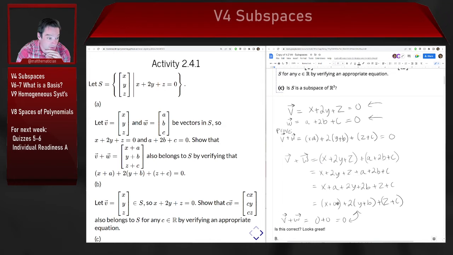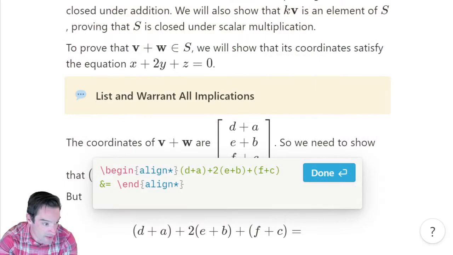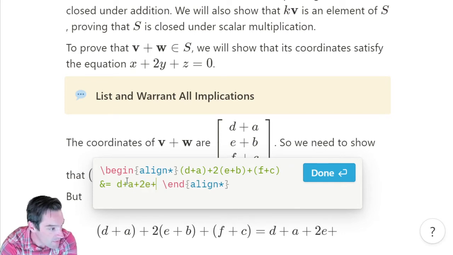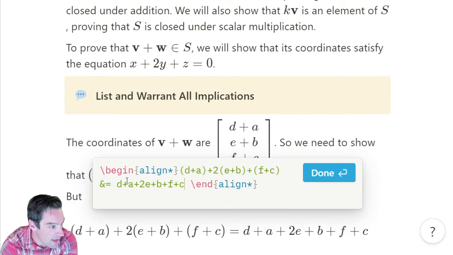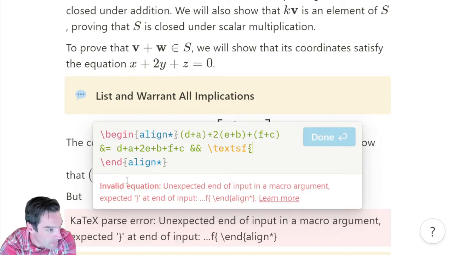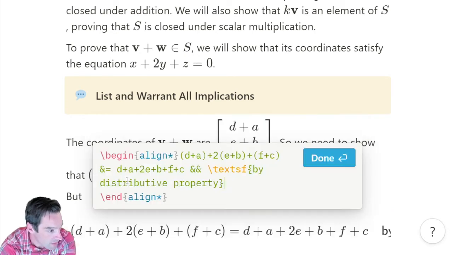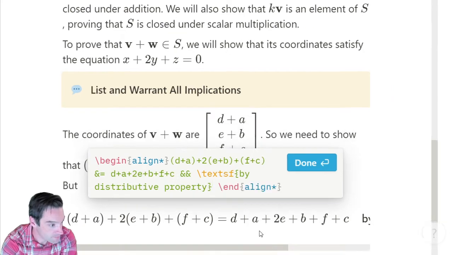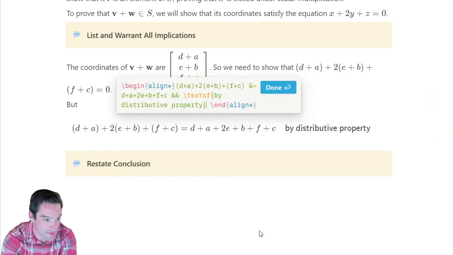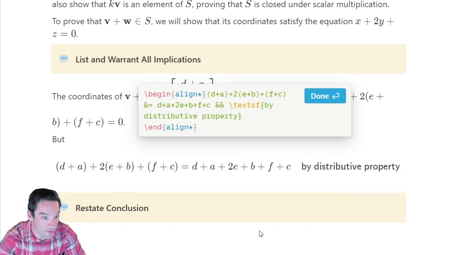that can let me maybe get rid of these parentheses, which is what we would do if we were going literally backwards on this step. So I could take the parentheses away from the d plus a and the f plus c, and I can distribute the two across the addition in y plus b, or in my case, e plus b. So this would then be equal to d plus a plus 2e plus b plus f plus c. And then the warrant for that would just be by the distributive property of multiplication over division, or over addition. Just zoom in so you can kind of see the warrant here. If this gets too small to read, please let me know.